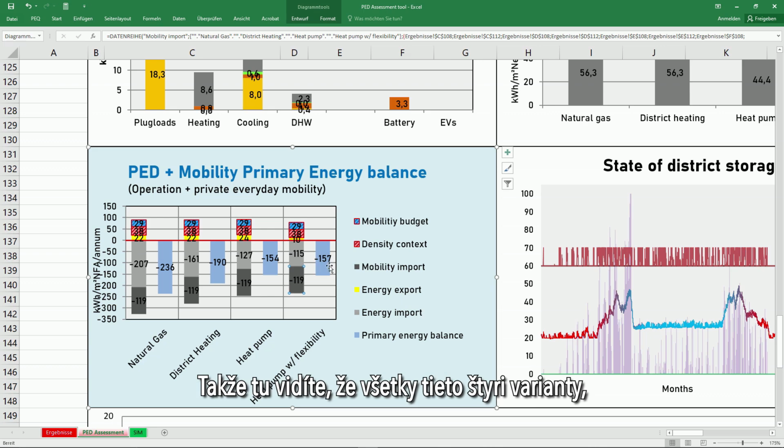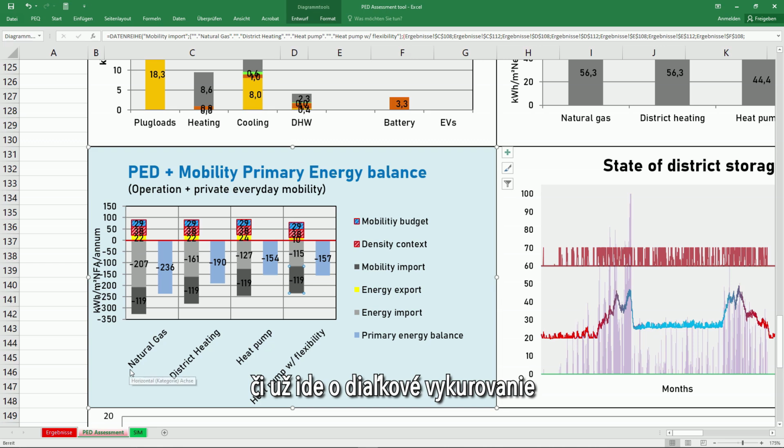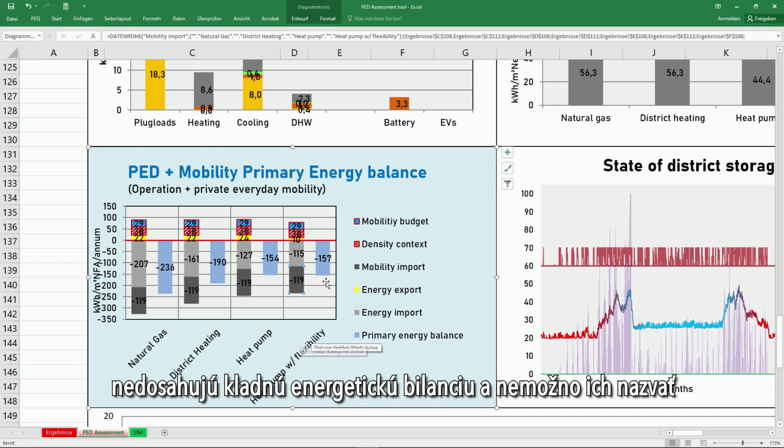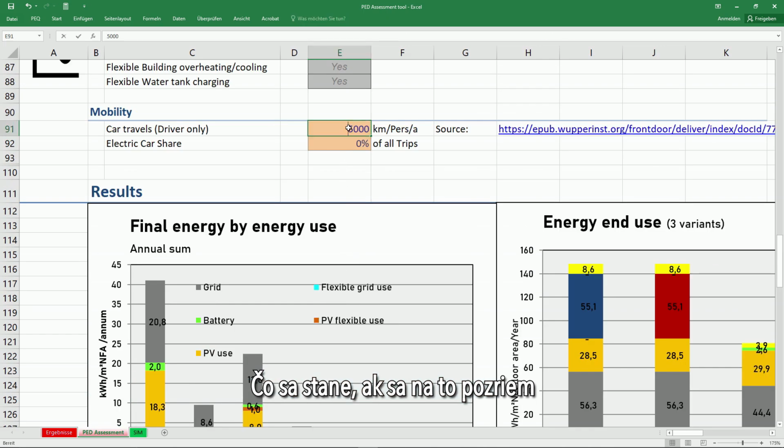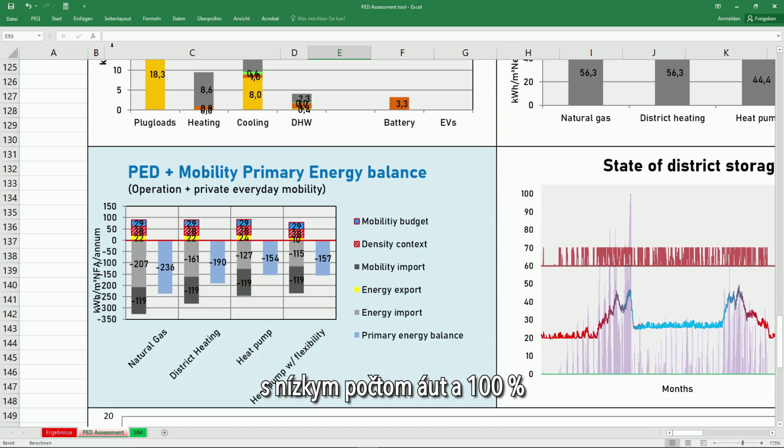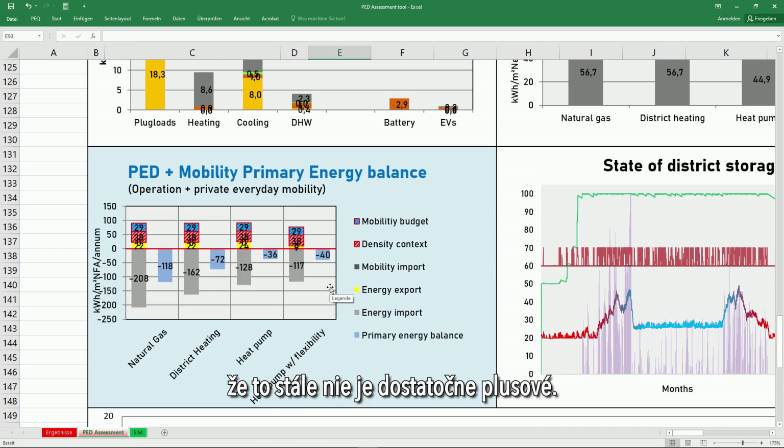So here you can see that all 4 of these variations, be it natural gas, district heating, heat pump, with or without flexibility, do not reach a positive energy balance and cannot be called a positive energy district. Now, what happens if I look at this in a dense urban environment with low car travel and 100% electric car share? Then let's recalculate and see. It is still not positive enough.